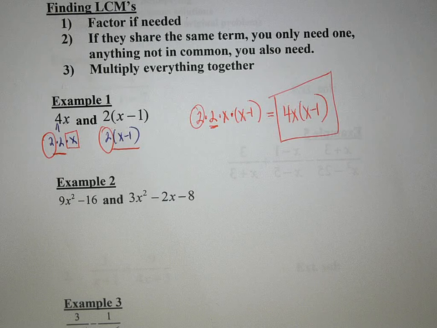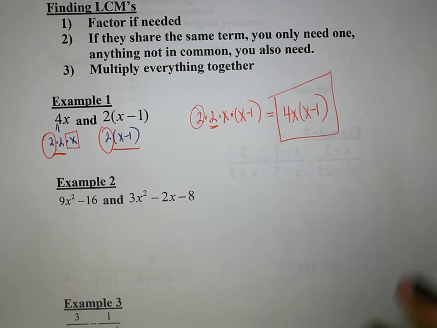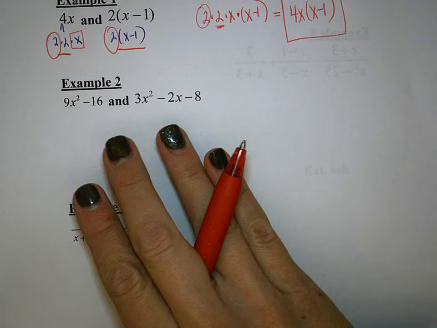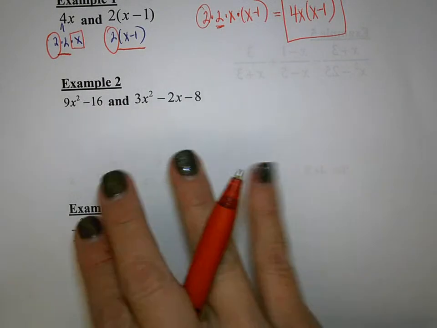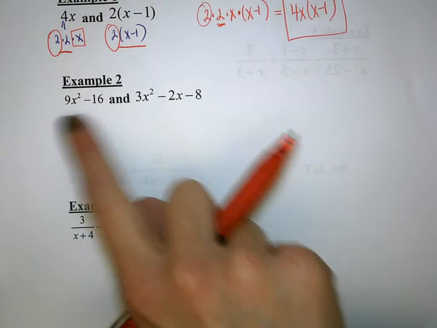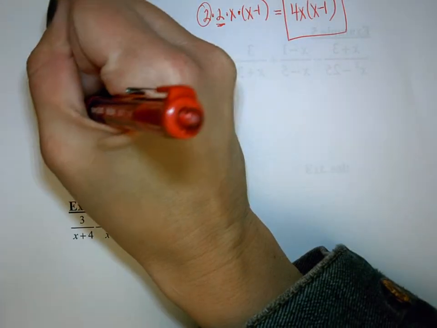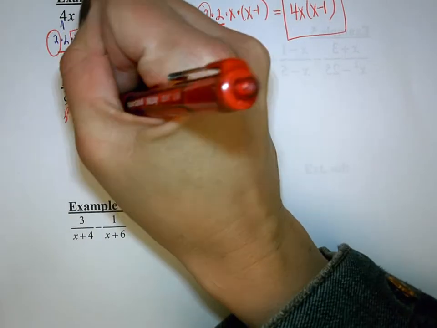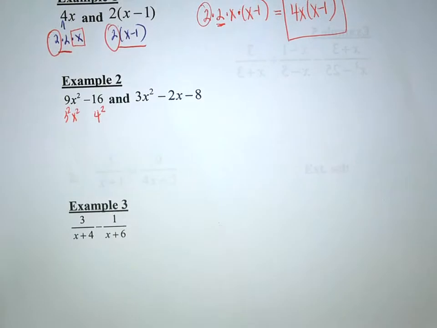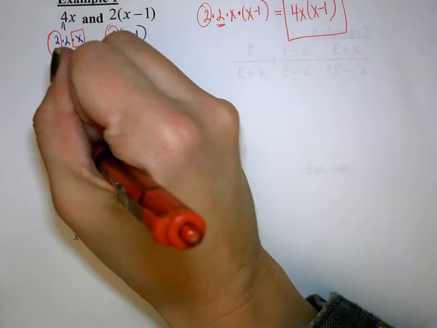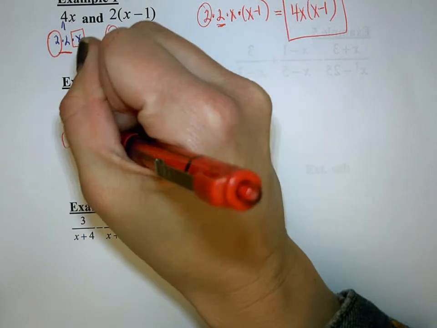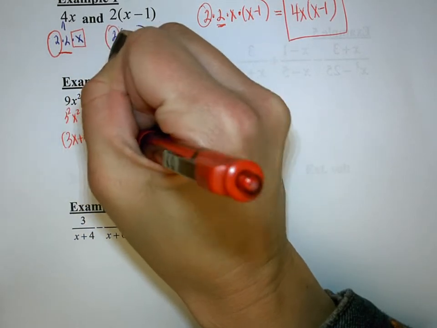And we're going to keep practicing, okay? So it's our first one. So on this one, same thing. We're trying to find the least common multiple or least common denominator. So we're first going to factor. This is a difference of squares because 9x squared is 3x squared, and 16 is 4 squared. So we can factor that, and it is 3x plus 4, 3x minus 4. Good. 3x plus 4 and 3x minus 4.